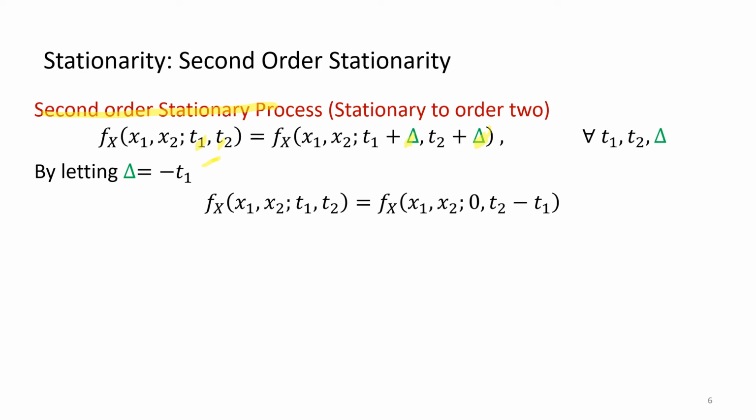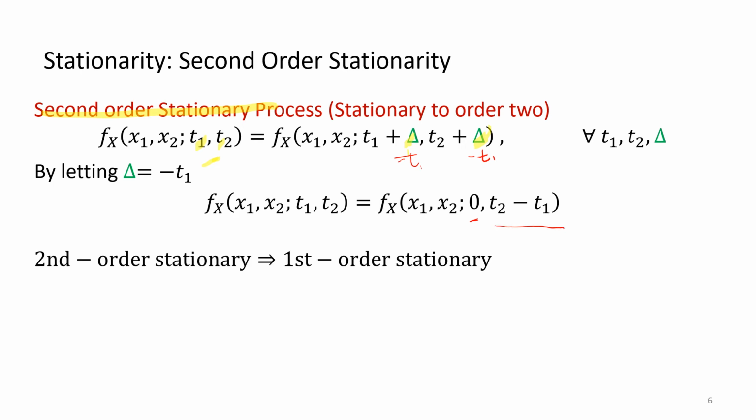Then, of course, if you substitute here delta with minus t1, and similarly here we get minus t1. So now this first term becomes 0, and the second term becomes t2 minus t1. So in fact, it's just a shift in time. We can make the following statements.